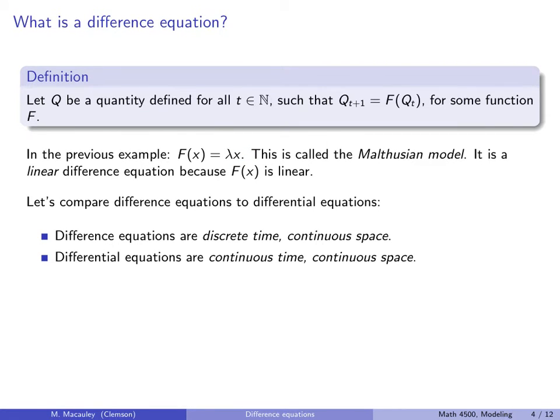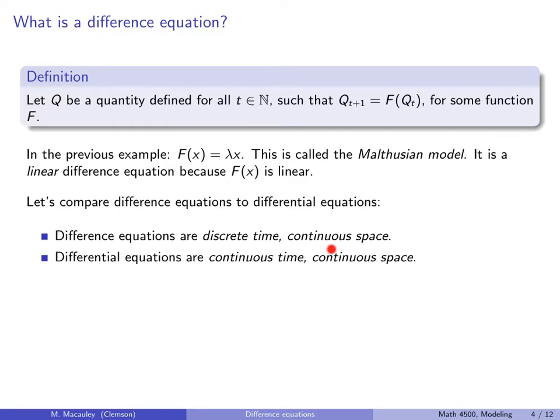Okay, so let's compare difference equations to differential equations, some of the basic properties of them, some of the features. So difference equations, what we just saw in this lecture, we say they are discrete time and continuous space. So discrete time means that time is not on a continuum. It's for example at integer values like day 1, day 2, day 3, day 4, day 5, day 6. So that's what it means for time to be discrete.